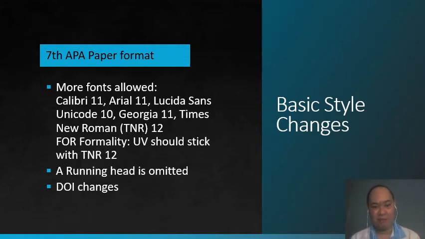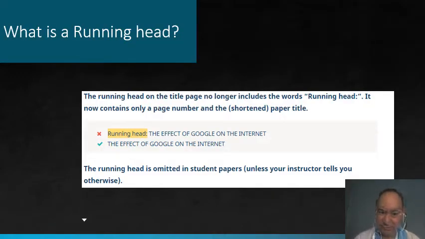In the APA paper format, the following are allowed. We have new fonts like Calibri, Arial, Lucida Sans, Georgia, and the classic favorite Times New Roman. A running head is omitted, and DOI changes are allowed. What is a running head?